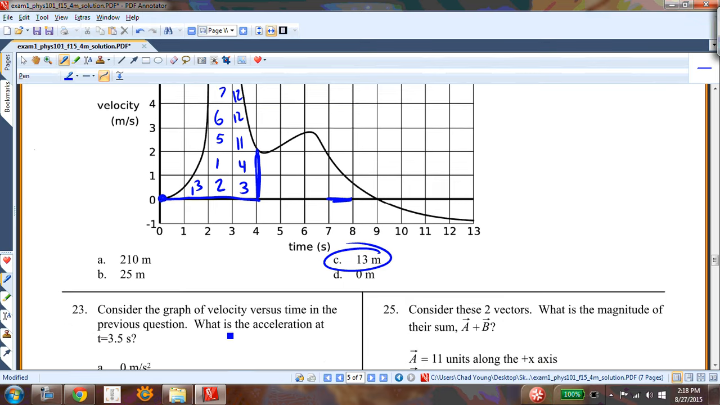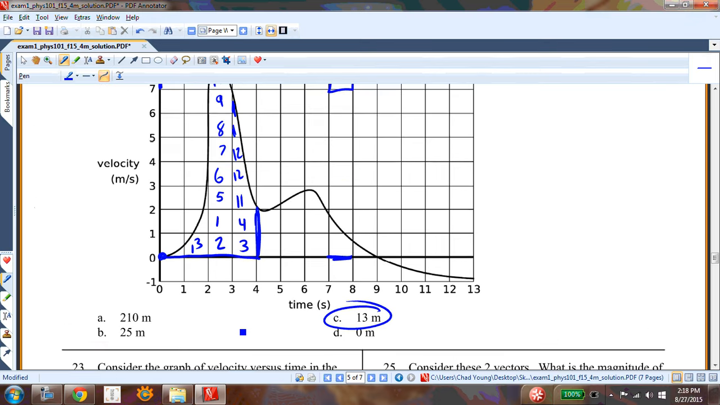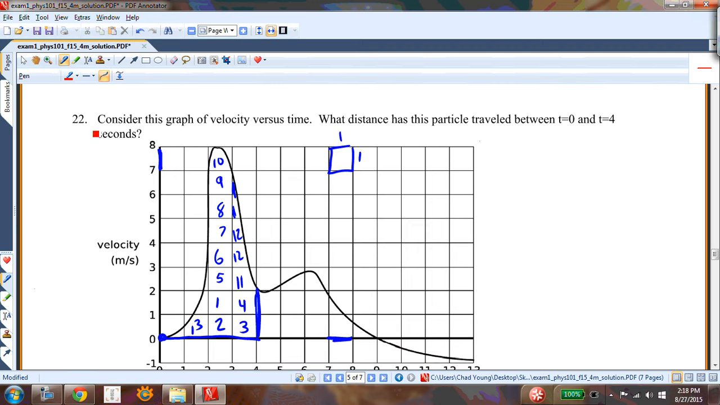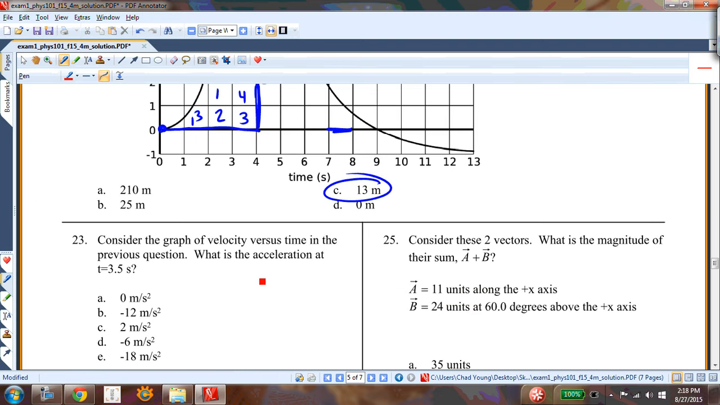Just finding the area. Consider the graph in the previous question. What is the acceleration at 3.5 seconds? All right, well, at 3.5 seconds, that is right here. I want to find the slope of this line. You might draw a slightly different line there, but I want to find the rise and the run. In this case, I can just count the squares. 1, 2, 3, 4, 5, and run is 1, so it's 5. Notice that the slope is negative.